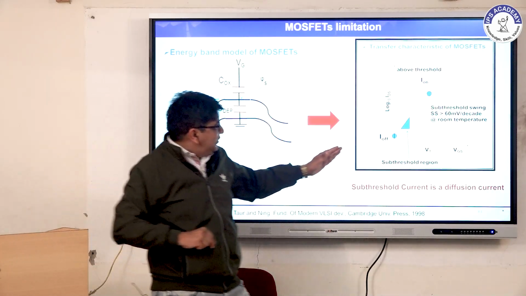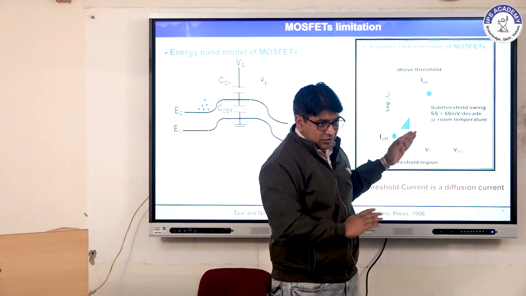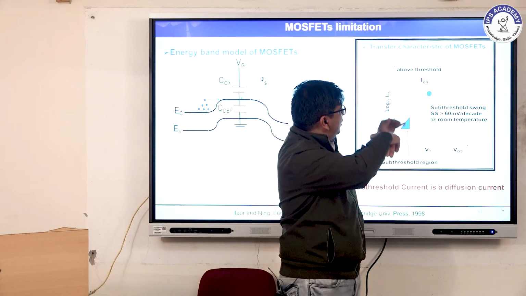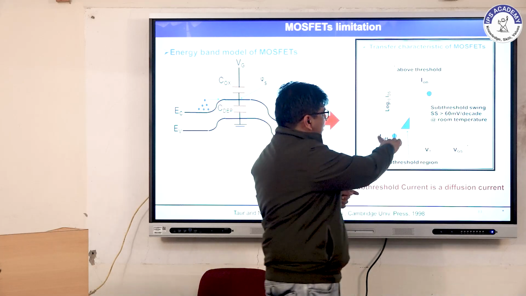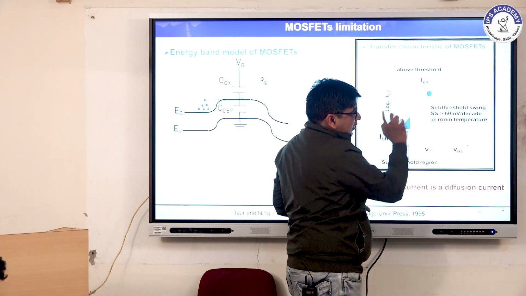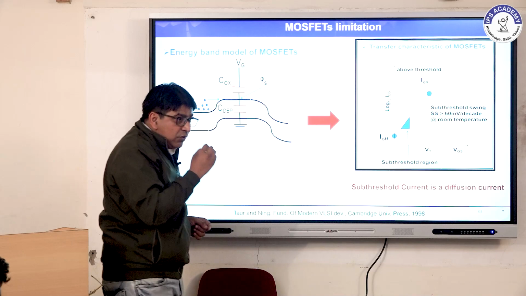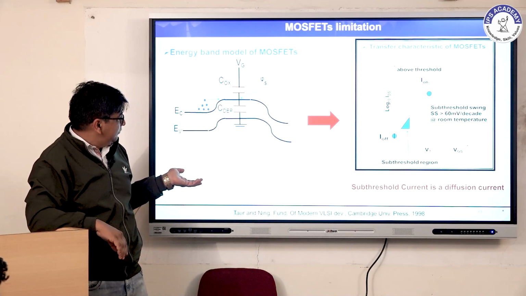Next slide. Current will flow from off to on. If you keep increasing the gate voltage, the current will increase. So this is your subthreshold swing, and it is observed that it is only 60 millivolt per decade.